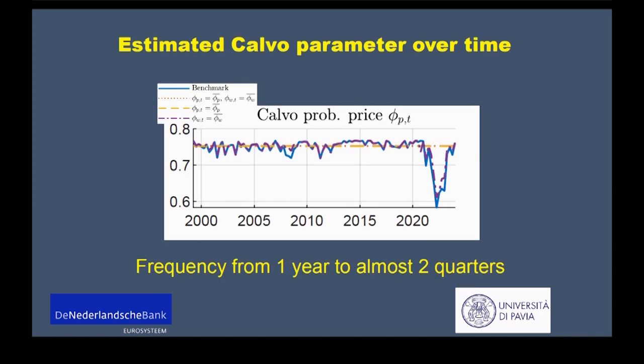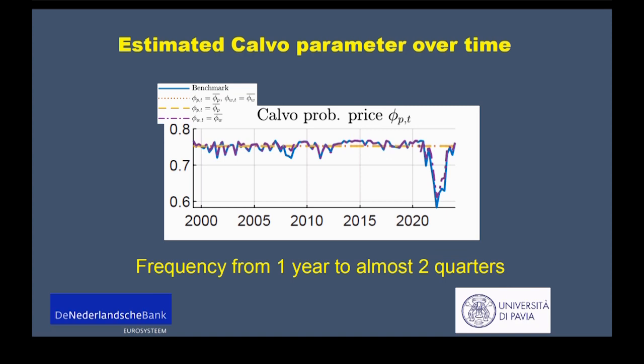The other thing is the Calvo probability. The Calvo probability in the model is about 0.75, as usual, jiggling around there. This is European data, by the way. It drops. Just look at the blue line for what matters. It drops to about 0.5 during the recent inflation surge, as you would expect.